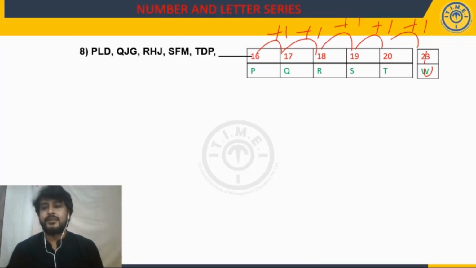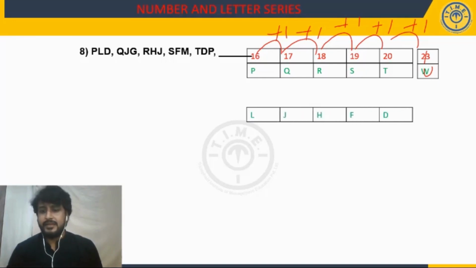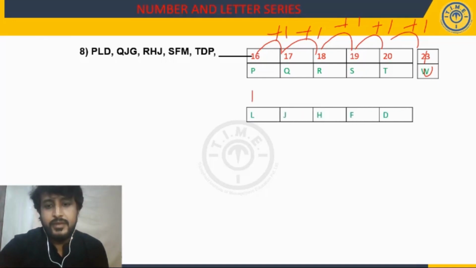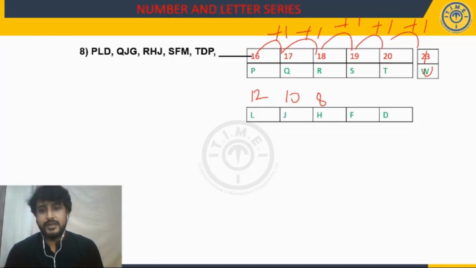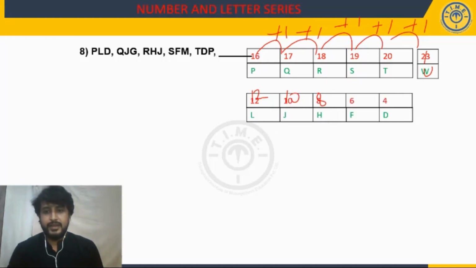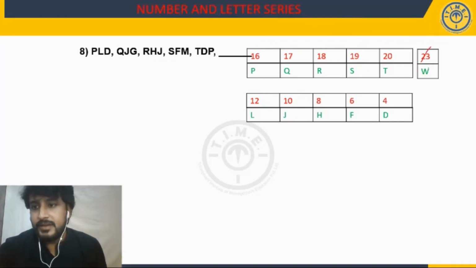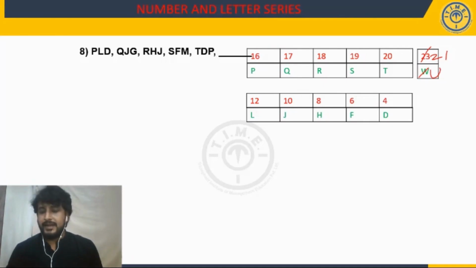16, 17, 18, 19, 20 and the next place letter is U. 21. Now, let's see the second set of letters. L, J, H, F, D. L's place value is 12, J's is 10, H's place value is 8. We know that already, right? 12, 10, 8, 6, 4. Make a correction here: it is U and it is 21. Now, 12, 10, 8, 6, 4.